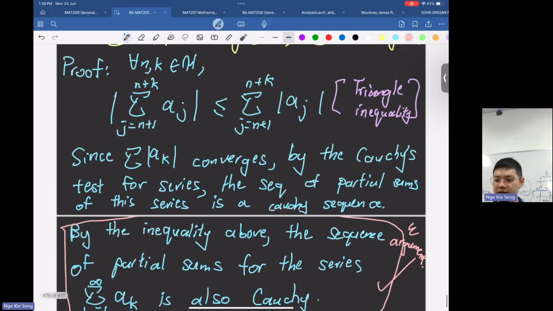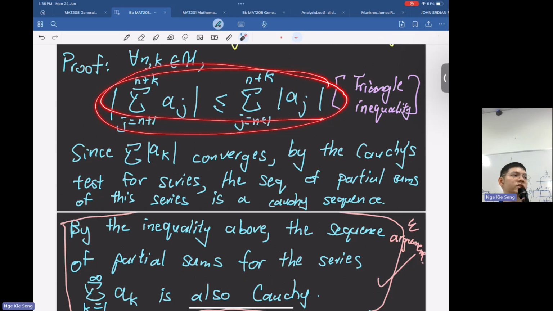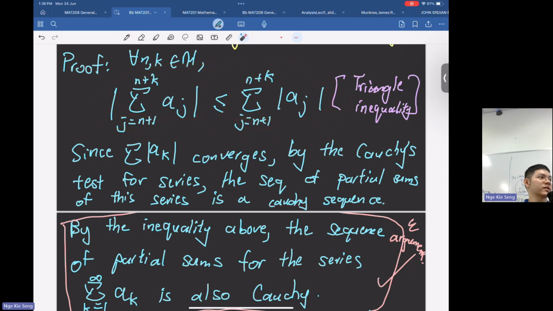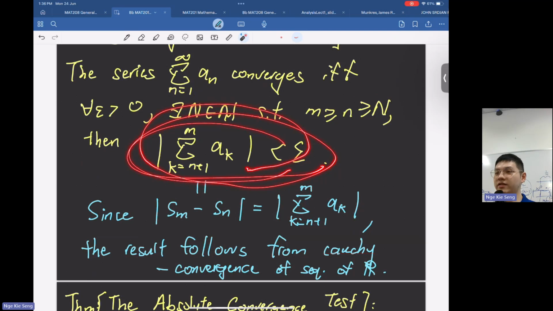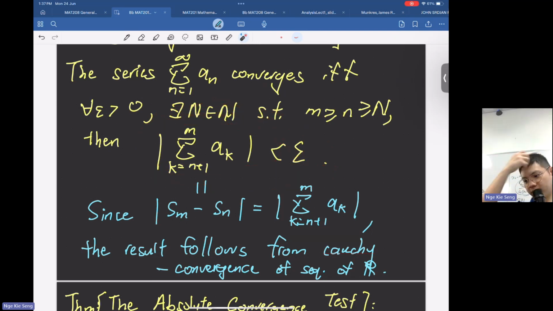But can you roughly see from this inequality why it is Cauchy here? If I can make the right-hand side smaller than epsilon, surely I can make the left-hand side less than epsilon. Does it make sense? Okay, so what you need to get is this kind of result. You need to get this result for the infinite series of an, using the fact that the series of absolute an is Cauchy. Okay. Any question?